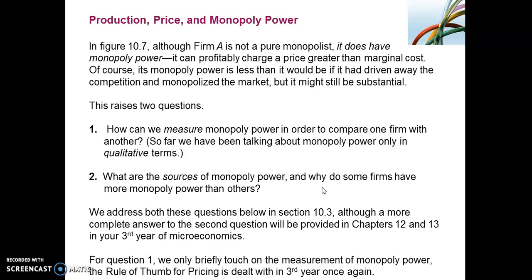So, in terms of addressing these questions, the second question that deals with the sources of monopoly power will be addressed in section 10.3. However, in your 3rd year microeconomics, for those of you that will continue, it will be dealt with more extensively in chapters 12 and 13. Then for question 1, again, you haven't dealt with the rule of thumb for pricing, and this is also dealt with in 3rd year. So this is where you deal with the measurement of monopoly power.